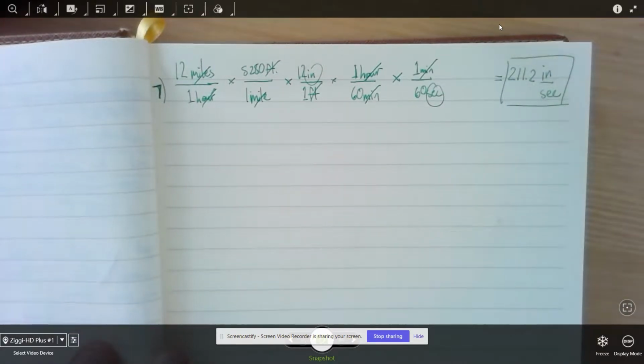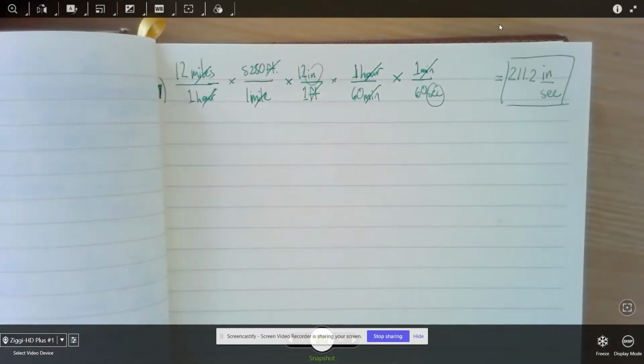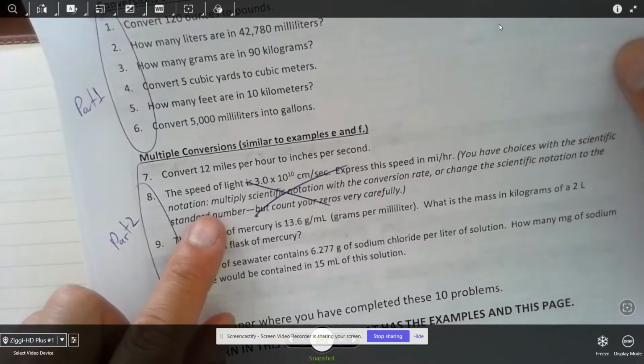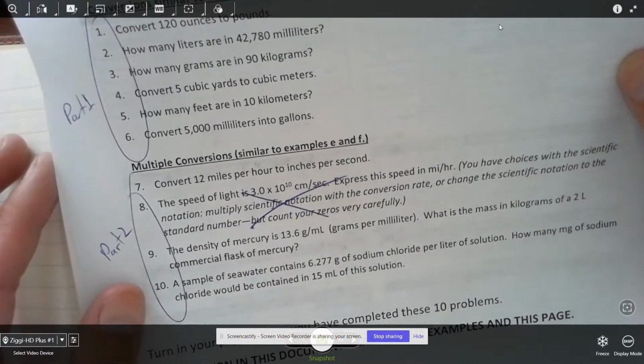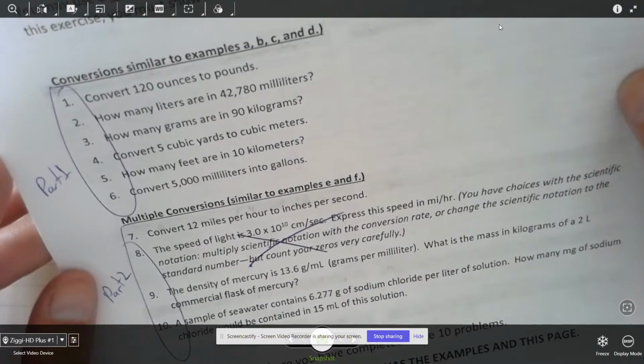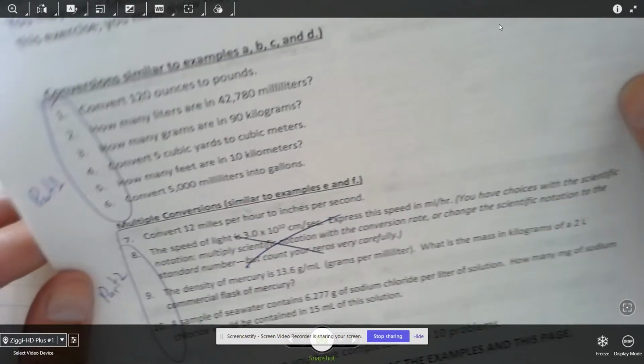So if you're seeing this, you should be in my chemistry class, only my chemistry class. I know I have this crossed out, but you're supposed to do number 8, okay? The speed of light is 3 times 10 to the 10th power centimeters per second. Express this speed in miles per hour.